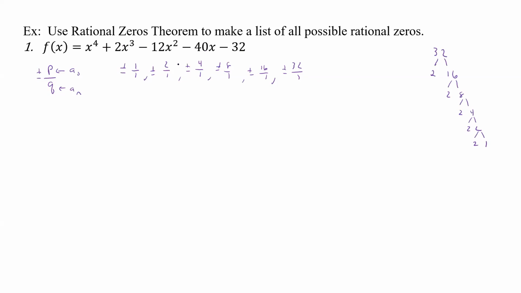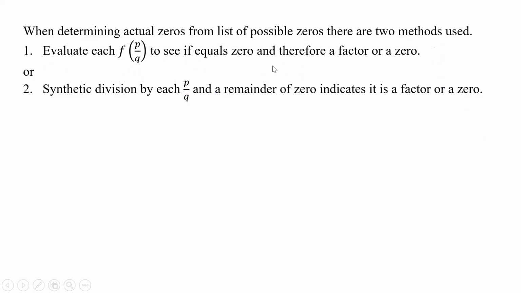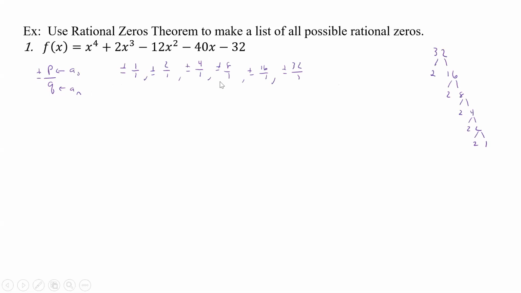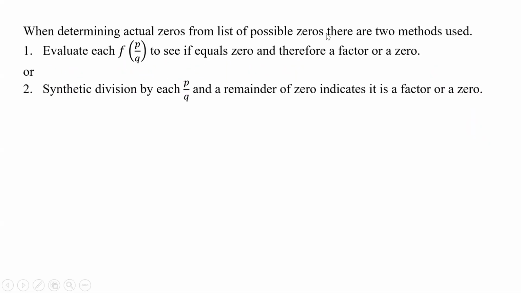And in either case, the division or the plugging in values will tell us if we have an actual zero or factor. So that's what we have here. When we determine the actual zeros from a list of all of them, all 12 of them, there are basically two methods we use. The first one: we evaluate each f of p over q to see if that value equals 0. And if it does, then that's going to be a zero or a factor, depending on how you want to write it out.